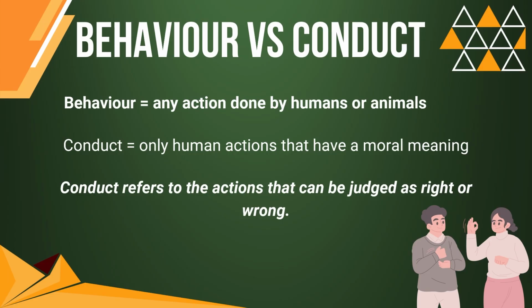Now, first, we need to understand the difference between behavior and conduct. So, behavior is any action that is done either by humans or animals. So, this is basically what you call a psychological term. For example, a dog wagging its tail or a person scratching their head. That all comes under the purview of behavior.